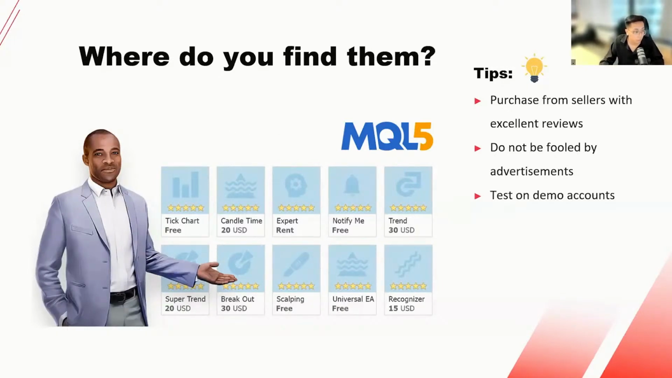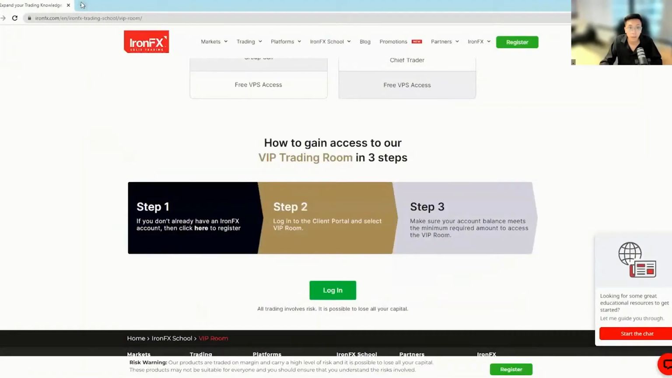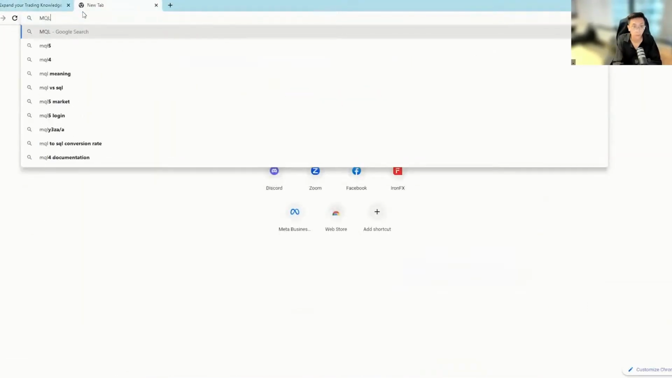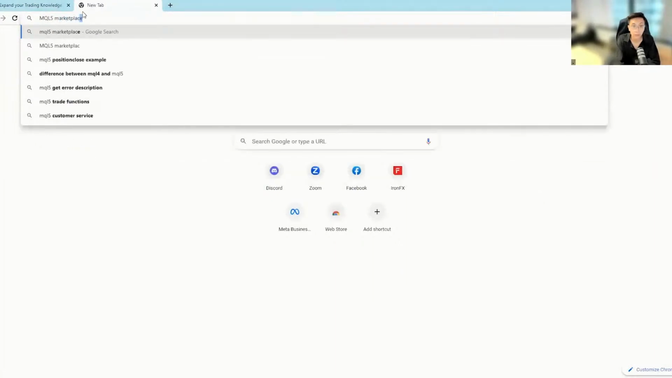So let me show you guys an example of an EA. Let's just head to the MQL5 Marketplace.